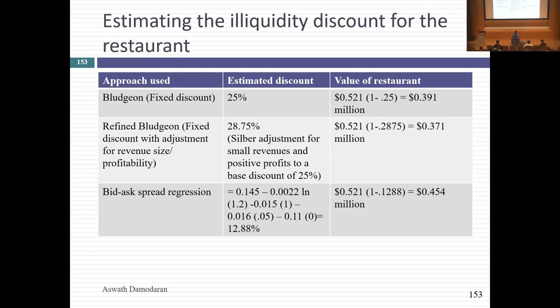The R squared was about 35%. I could have made it better. I stopped after four variables because I just got tired. Because the sample size was 7,500, I could have had seven or eight variables.